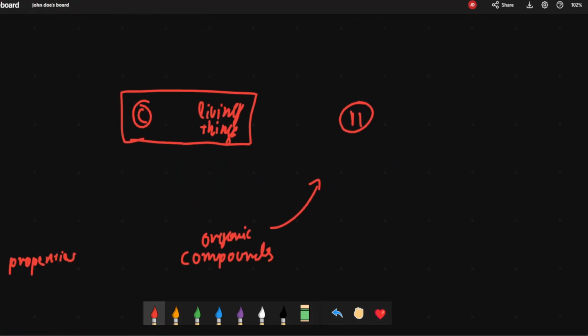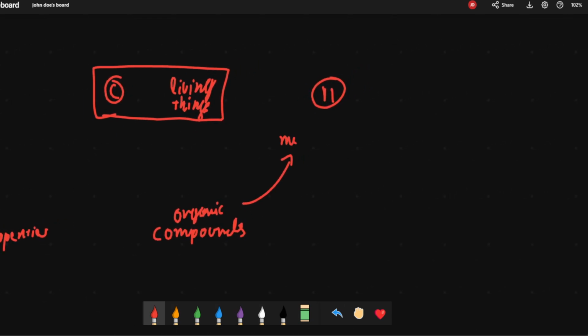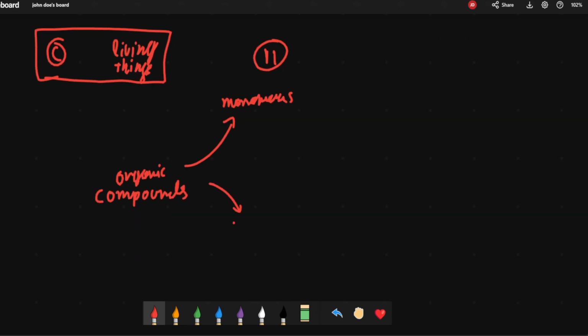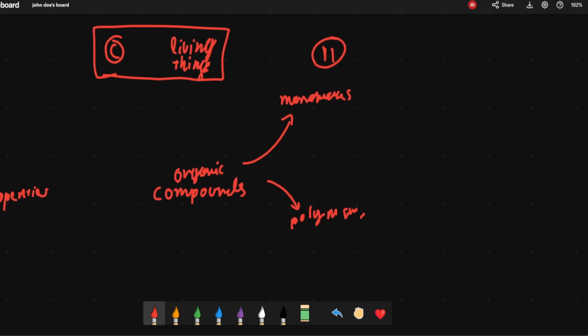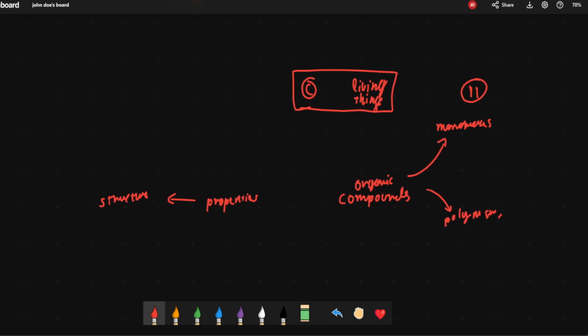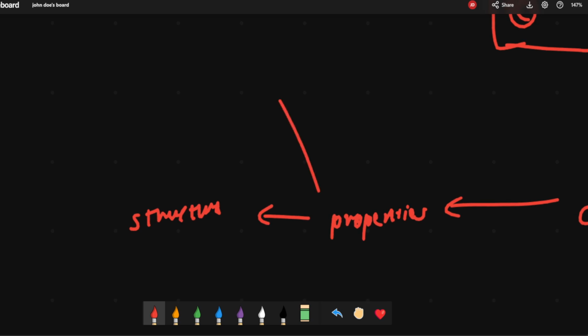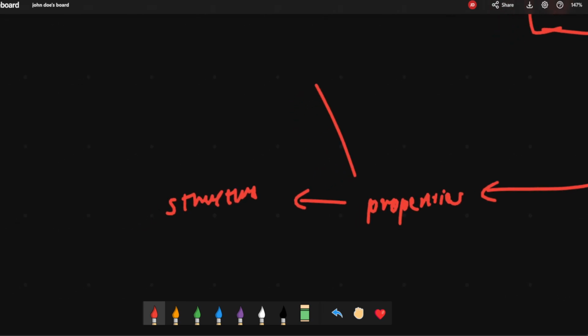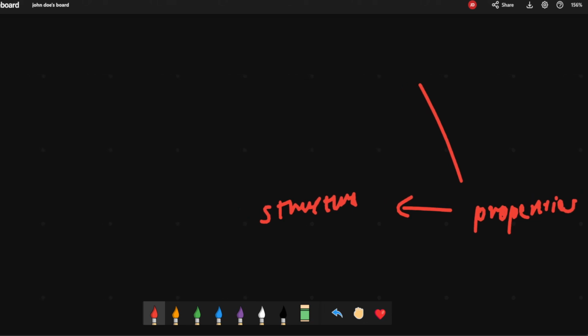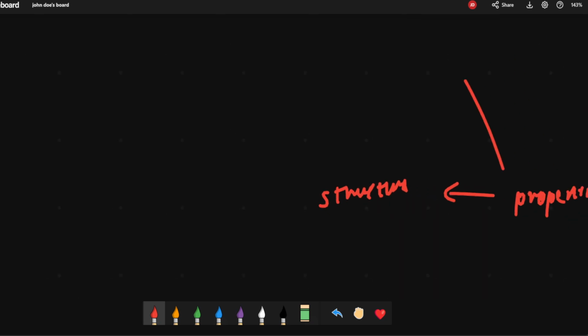Either way, what we have here is that organic compounds are usually monomers or a type of polymer. I want to get through this as quickly as possible, but let's talk about the structure, since this is really what we're going to have to understand. Now, the properties are chemical and physical, right? But the structure is what affects most of these properties. We can represent the structure in a few different ways.